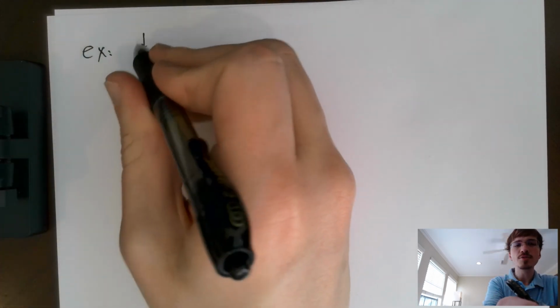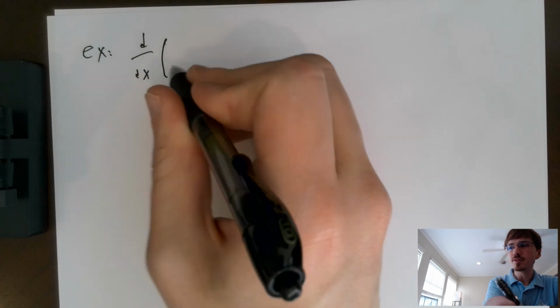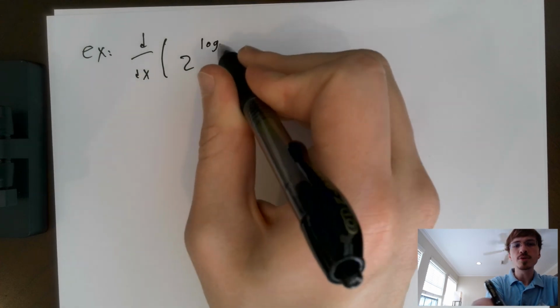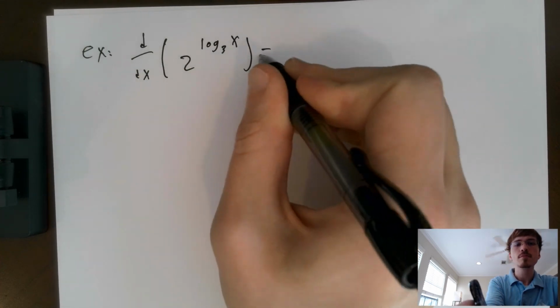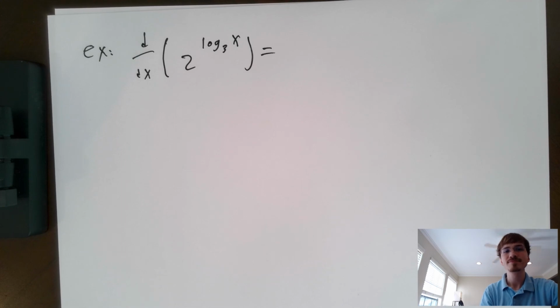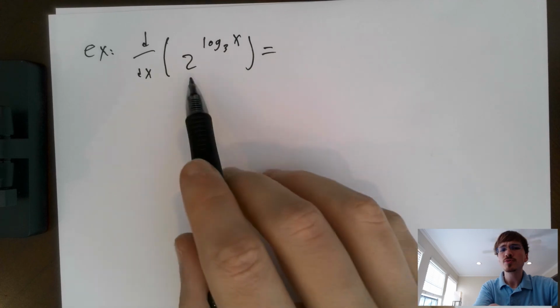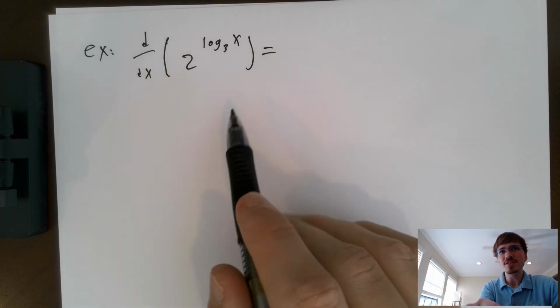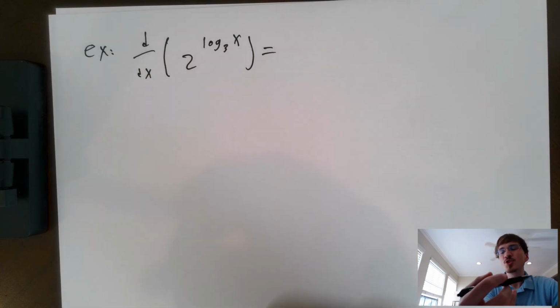Let's take the derivative with respect to x of your favorite function, 2 to the log base 3 of x. Yeah? Pause the video, see if you can figure out how to do this yourself. So we could use exponential and log properties here to break this up and make it look super nice, but let's just roll up our sleeves and take some derivatives, right?